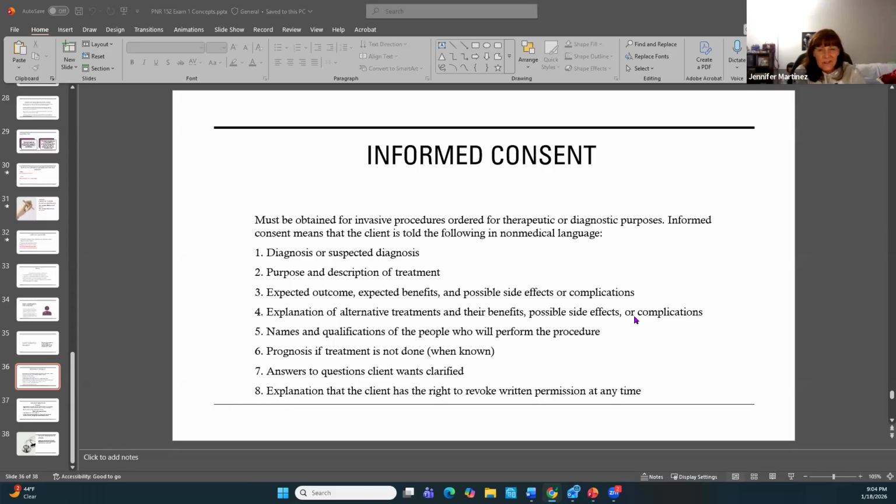Prognosis if treatment is not done, if it's known. So what happens if I decide that I just don't want to have the surgery or any of the alternatives? What's my prognosis? And then any answers to questions the client wants clarified. It may take an hour to answer all their questions, and it takes an hour. And then we explain to the client that they have the right to revoke written permission at any time. So I agree to have this procedure done, and just as they're wheeling me into the OR, I'm like, oh, wait, I don't want to do this anymore. Change my mind. I have that right to revoke permission.